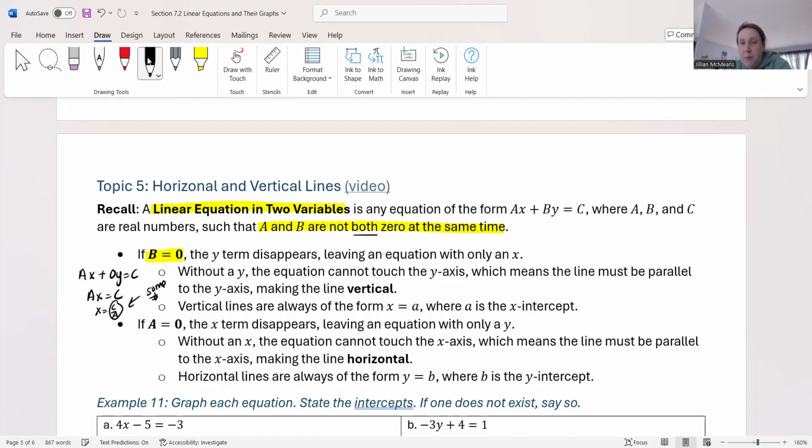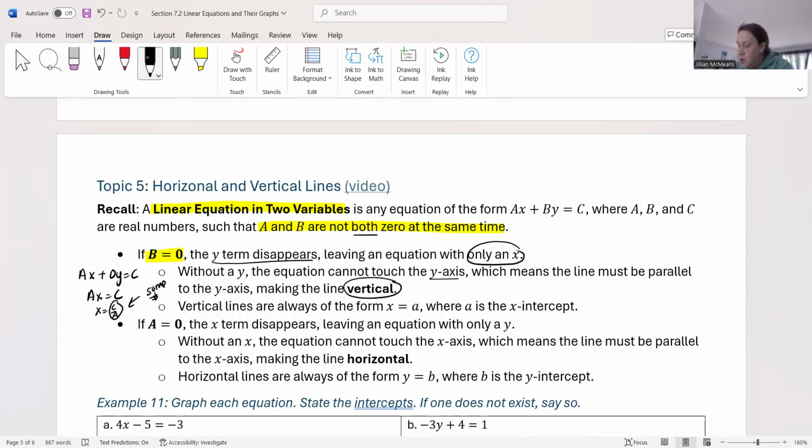So when b equals 0, the y term disappears, leaving an equation with only an x. Without a y, the equation cannot touch the y-axis. In order to cross the y-axis, you have to have a y in the equation that doesn't have a 0 as the coefficient. In order to touch the x-axis, you have to have an x in the equation. If we don't have a y, the graph can't touch the y-axis, but it must touch the x-axis. For that to happen, we have to be parallel to the y-axis, which means we're vertical.